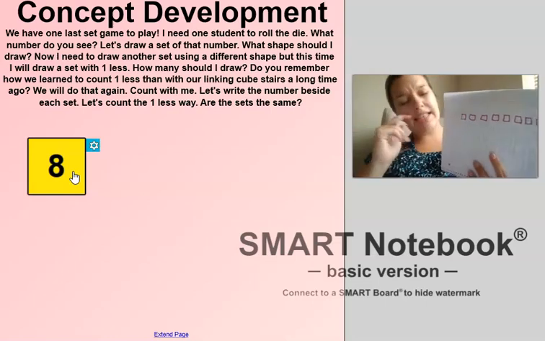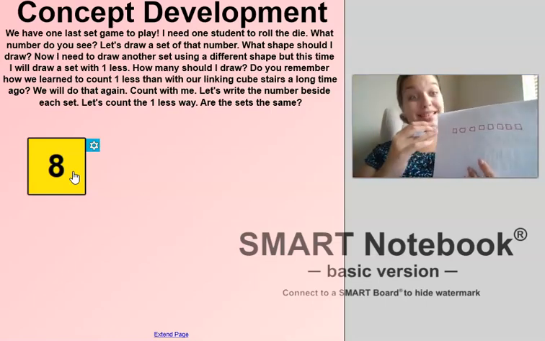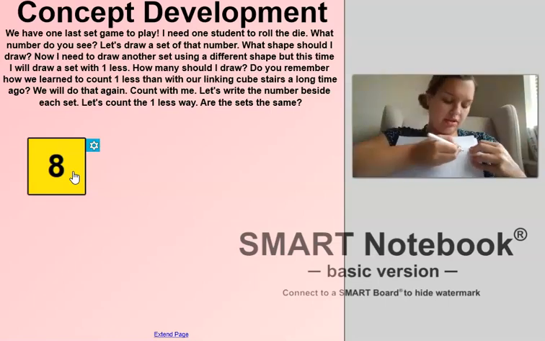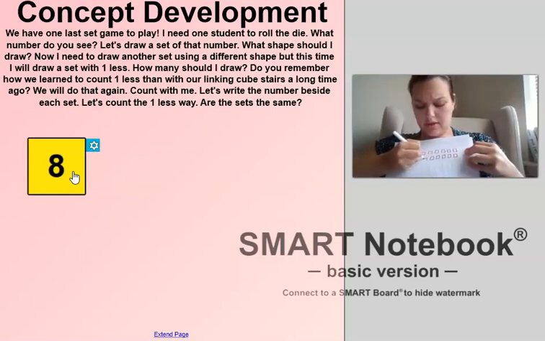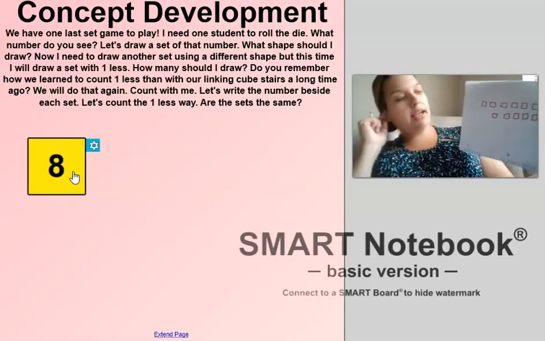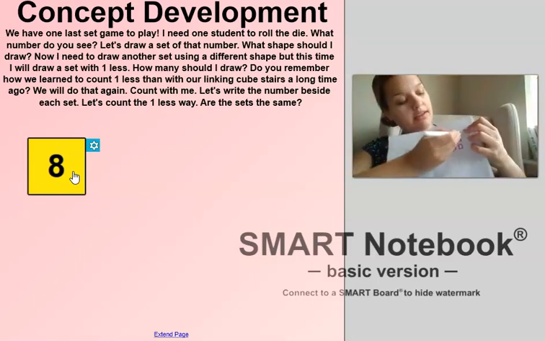Good job. In 1 less than 8, what did we say that was? 7. Very good. Let me put up our fingers. 8 and 7. 1, 2, 3, 4, 5, 6, 7. Now I didn't line mine up. Look at it. I should probably check that, right?